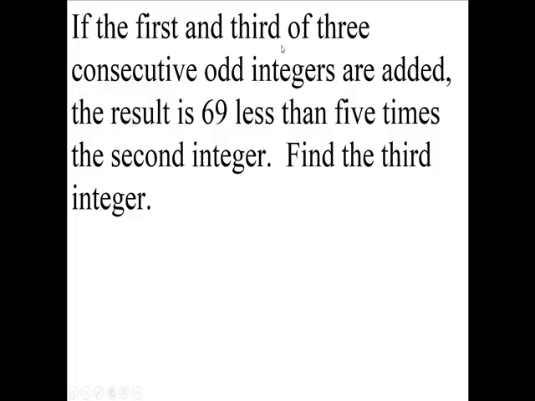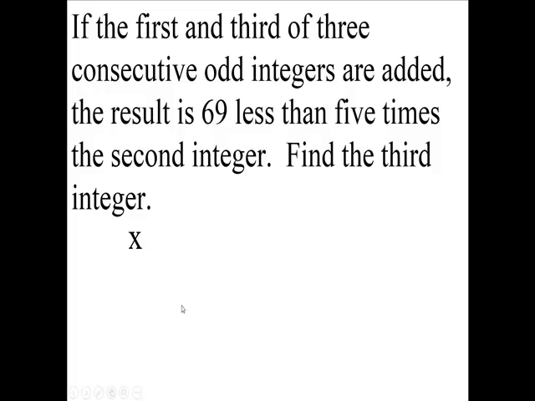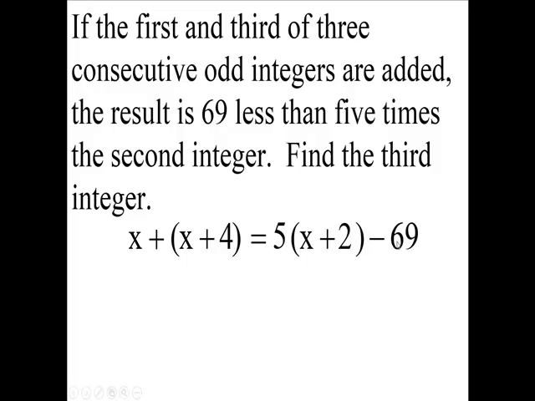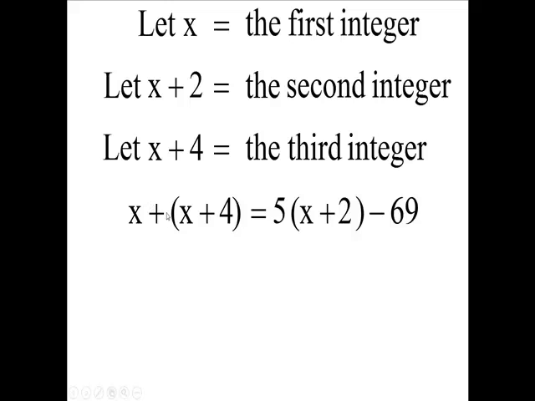Now go back to your statement. You're going to add the first one. The first odd one was x, and the third one is x plus 4. The second one is x plus 2. So you add the first, x, and the third, x plus 4, and the result is 5 times the second. Now the second was x plus 2. You're doing 5 times the second, but it's 69 less than that. So remember, this is my first integer, second integer, third integer, and here is my equation.